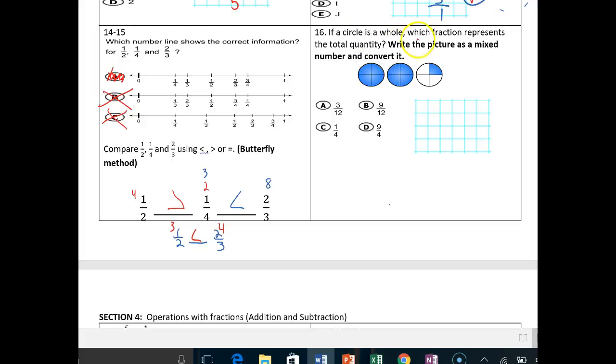16, if a circle is a whole, which fraction represents the total quantity? Write a picture as a mixed number and convert it. So we have two wholes, and one divided into 4 pieces. So this should be very simple. 2 times 4 is 8. Add it up, we should get 9 over 4, D.